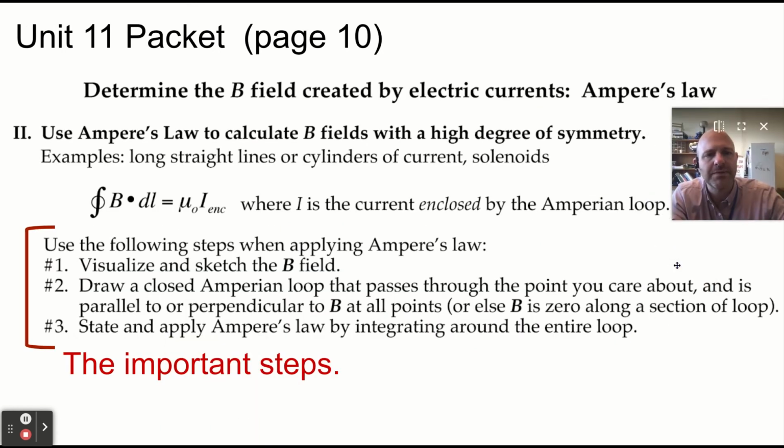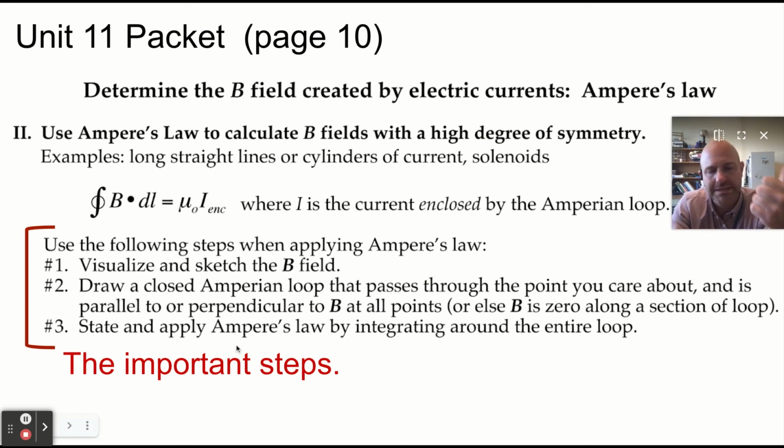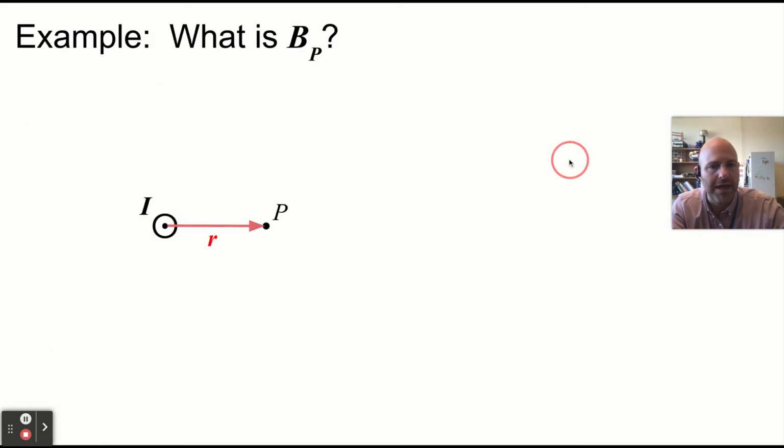So what we're going to do is very similar to what we do with Gauss's law. We're going to visualize and sketch the magnetic field. We'll pick and draw an Amperian loop that meets the criteria, namely that the point we care about is on it, and that the B field is either 0 or nicely parallel or perpendicular to the loop at all points. Then we're going to state and apply Ampere's law by doing that integration.